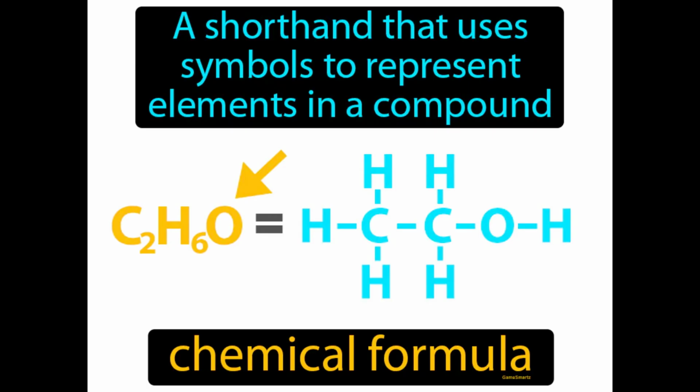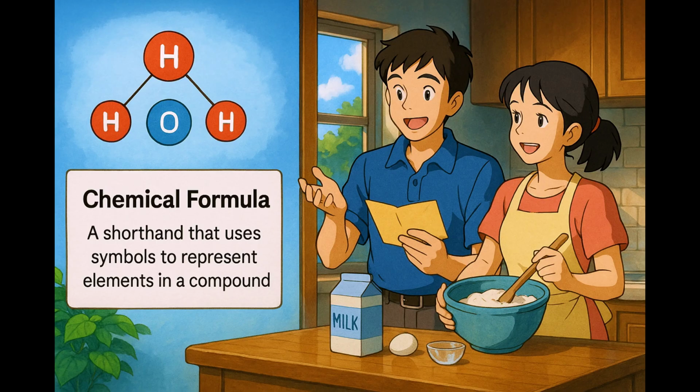A shorthand that uses symbols to represent elements in a compound. Chemical formula. A chemical formula shows the types and numbers of atoms present in a molecule. Imagine trying to explain a complex recipe to a friend, but you only have a few seconds to do so. This is similar to how scientists use chemical formulas to convey detailed information about compounds quickly and efficiently.